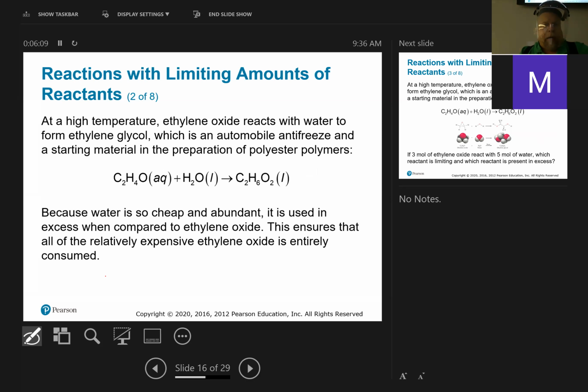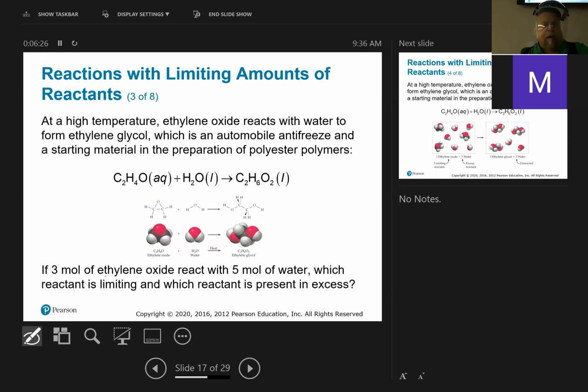Okay, now here, at high temperature, reactions with limiting reactant: ethylene oxide reacts with water to form ethylene glycol. Because water is so cheap, it's used in excess there. So essentially, they can get all the material converted. Now let's look at this thing.